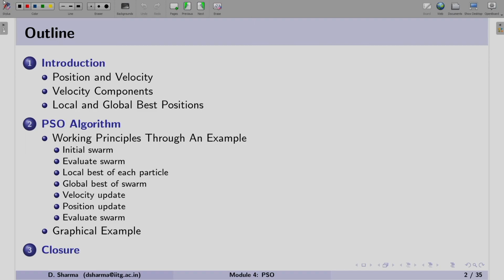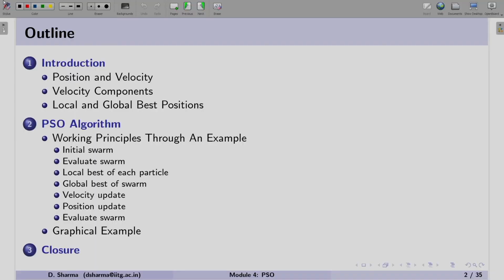Welcome to the session on particle swarm optimization. It is another EC technique. In this particular session, we will go through the introduction. Since PSO is developed using different features of natural evolution, it has different components such as velocity update and position update, and it includes the local best of each particle and the global best of the swarm. So, we will go through the introduction of particle swarm optimization.